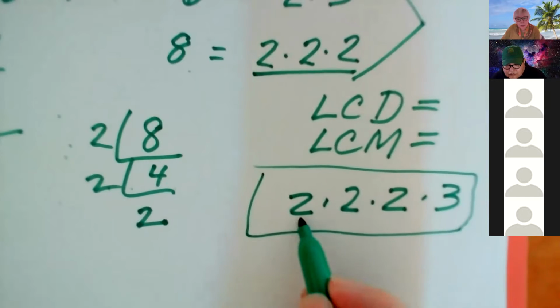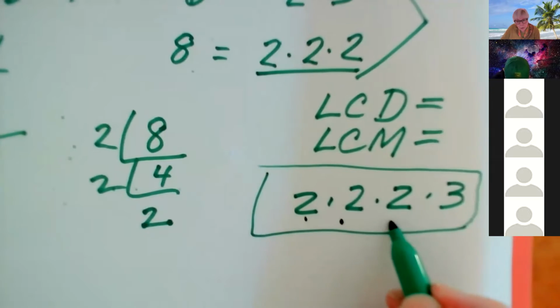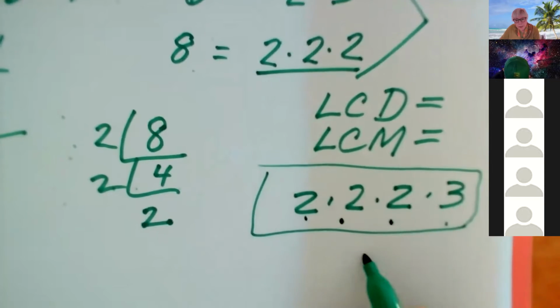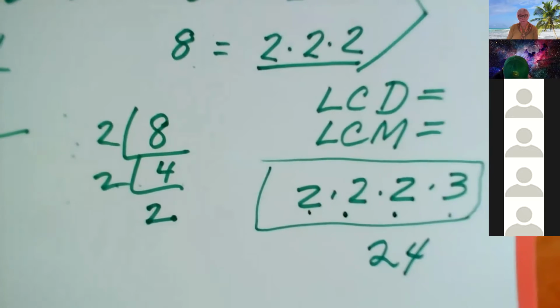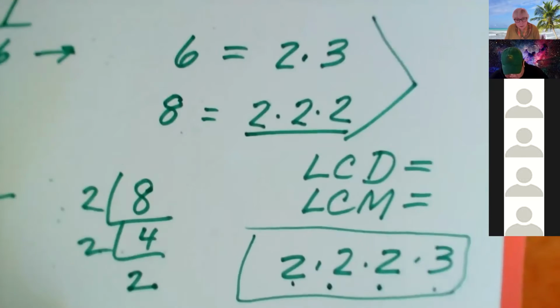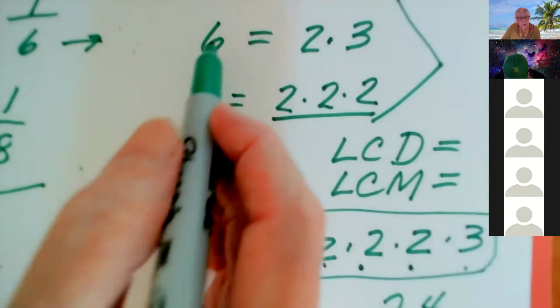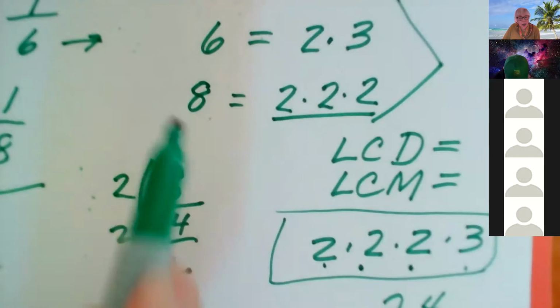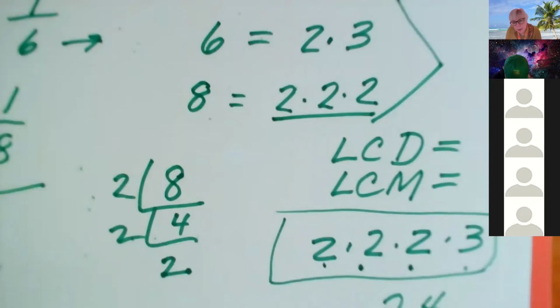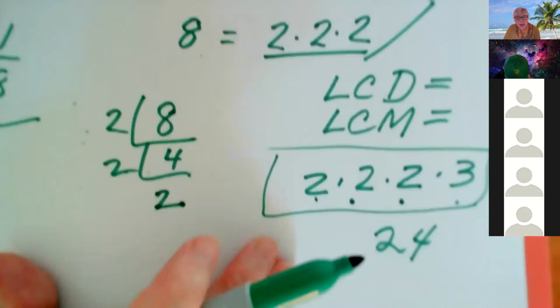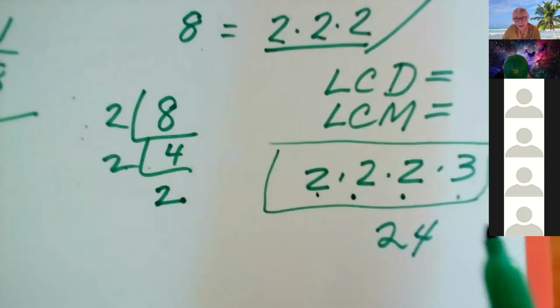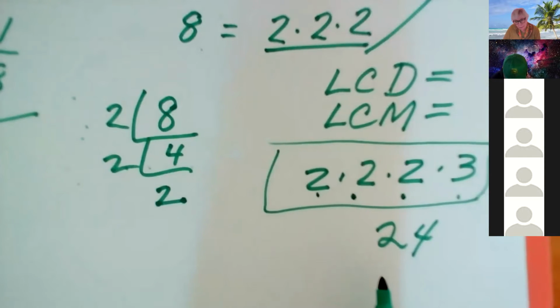This number, 2 times 2 is 4, times 2 is 8. 8 times 3 is? 24. So when life gets more difficult and the problems are not so simple, the numbers are not so easy to find a common denominator, this is when I go into prime numbers, because this will nail it perfectly every single time. Should I do it every time?